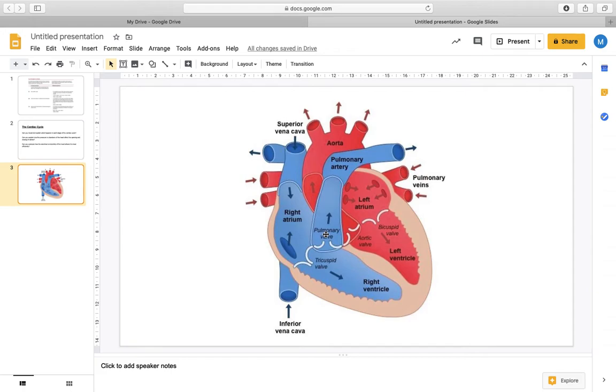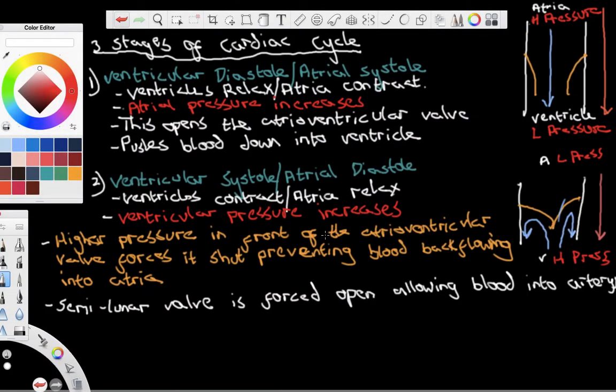Let me just go over the final stage. I'll add this diagram in and we can annotate it. So the final stage is ventricular diastole, atrial diastole. So I'm just going to write this down as number 3, diastole.